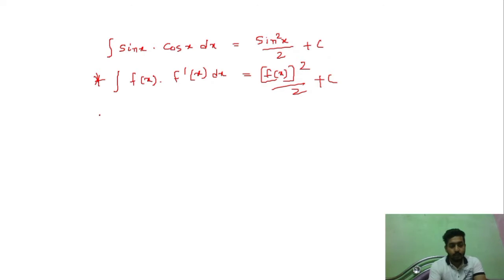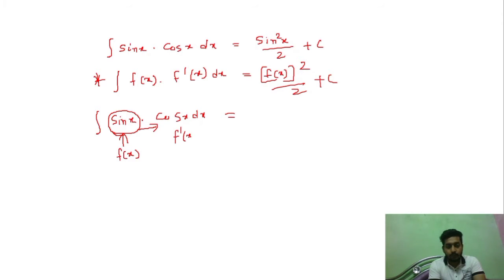So here we can see integration of sin x into cos x dx. Here f(x) is sin x and the derivative of the function is f'(x), that is cos x. Now these two, f(x) and f'(x), lie in the same line, so the integration will be (f(x)) whole square by 2. So here f(x) is sin x, so sin square x by 2 plus c will be the answer. This is the way we can find the integration more easily.